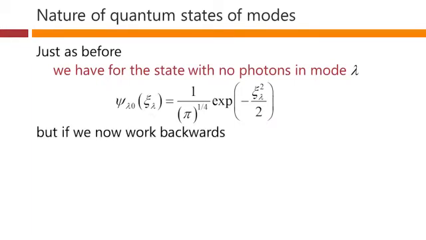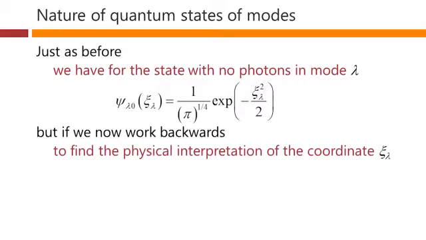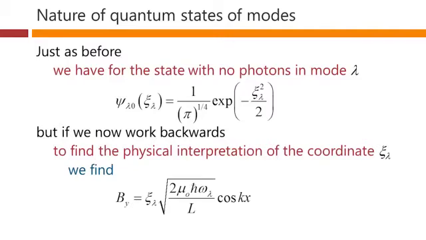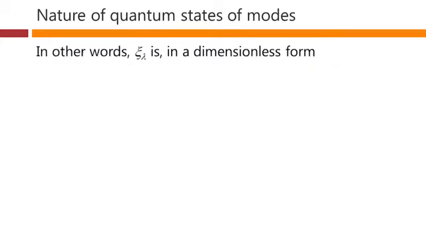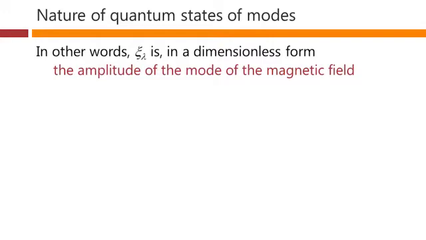But now if we work backwards to find the physical interpretation of this coordinate ξ_λ, we find that it's really an amplitude of a magnetic field. Here's the ξ_λ, there's some other stuff multiplying it, but it's really expressing an amplitude of a magnetic field component. In other words, as we've said, ξ_λ is, in a dimensionless form, the amplitude of the mode of the magnetic field. It's not a spatial coordinate.